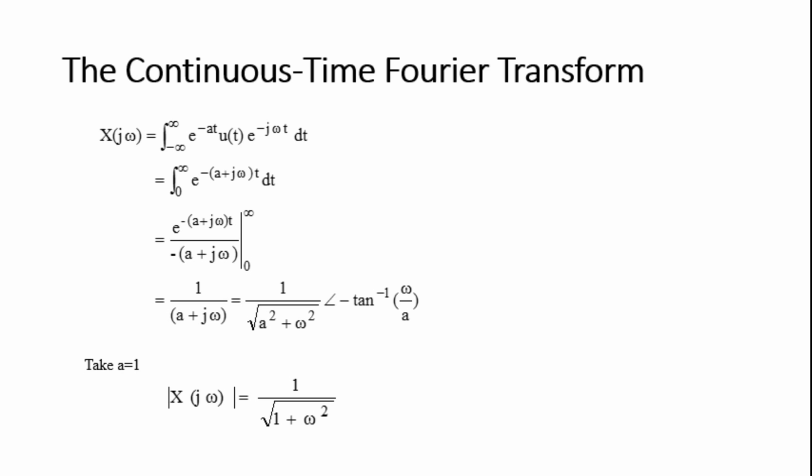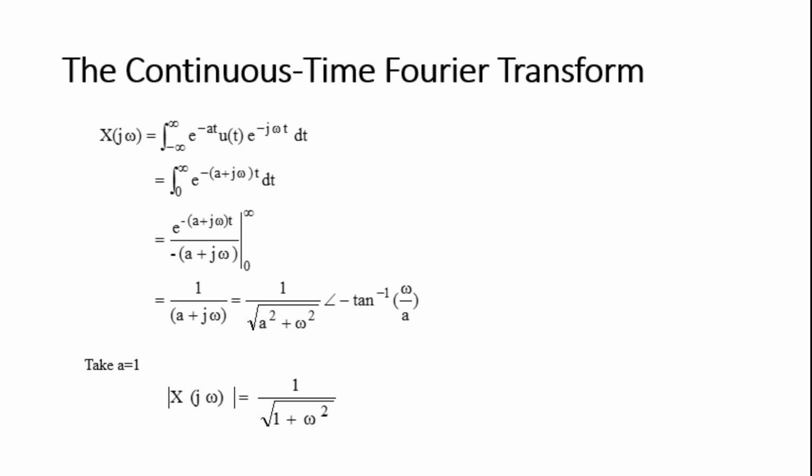So integration 0 to infinity e power minus at into u of t into e power minus j omega t into dt, or integration 0 to infinity e power, taking minus common outside, we get minus a plus j omega t into dt. So e power minus a plus j omega into t divided by minus of a plus j omega, limit varies from 0 to infinity, which is equal to 1 by a plus j omega, which is equal to 1 by root of a square plus omega square, angle minus tan inverse omega by a.